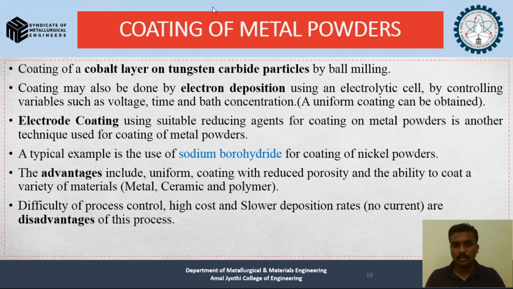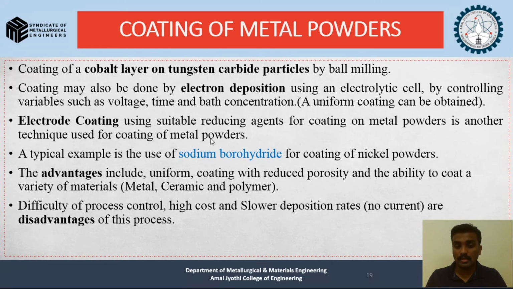So next comes the coating of the metal powder. Normally we have the electrodeposition process, where we have an electrolytic cell. By controlling variables like voltage, time, and bath conditions, we can get a uniform coating. This is normally done, but we have a different type of process called electroless coating, which normally uses reducing agents for coating metal powder.